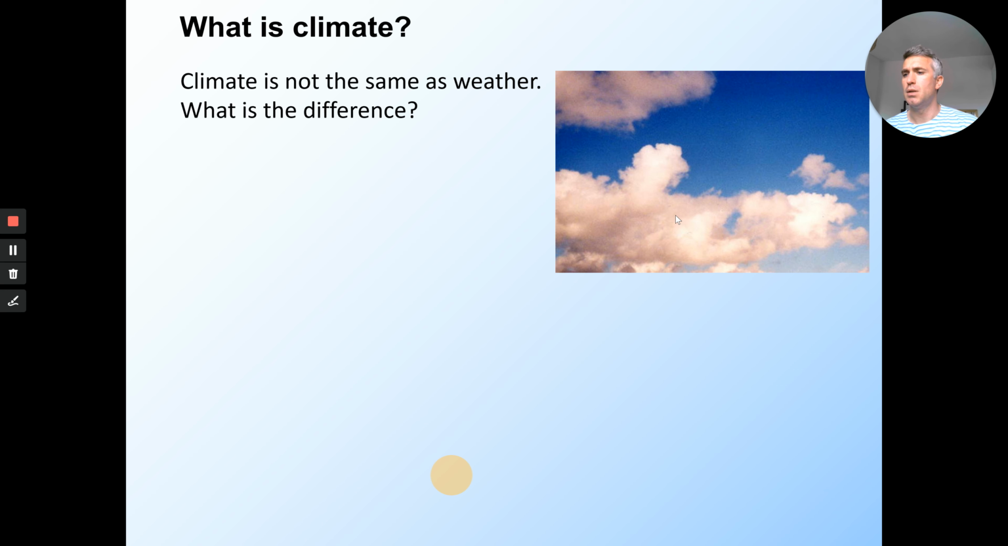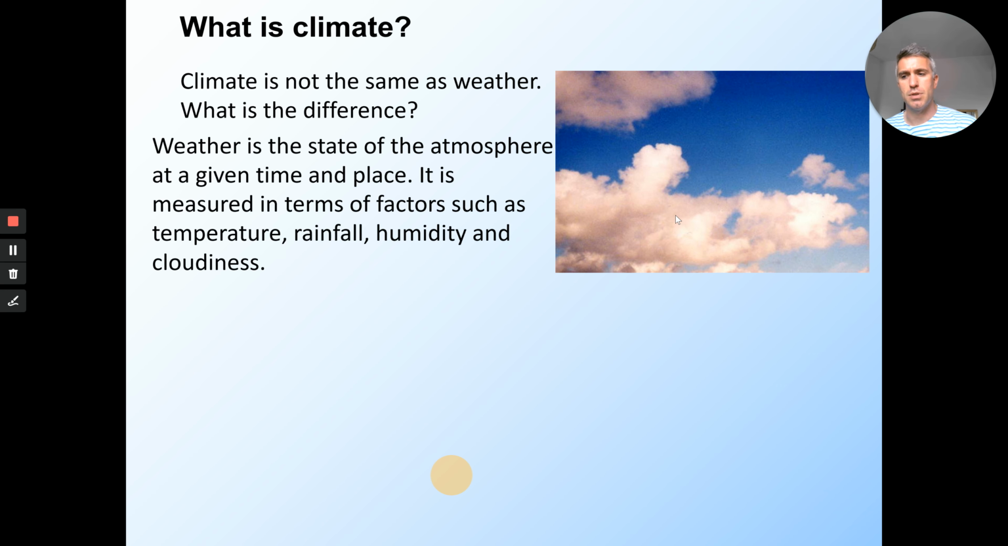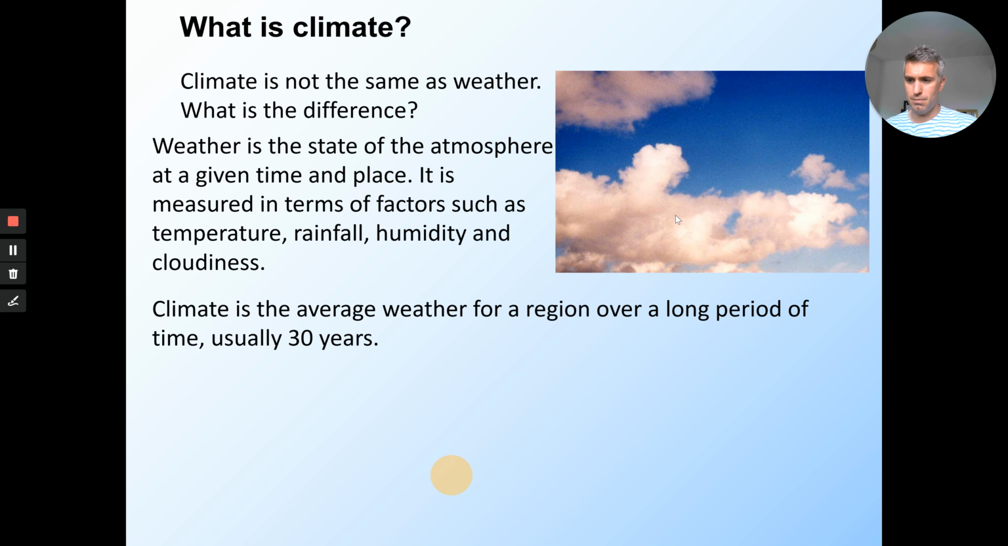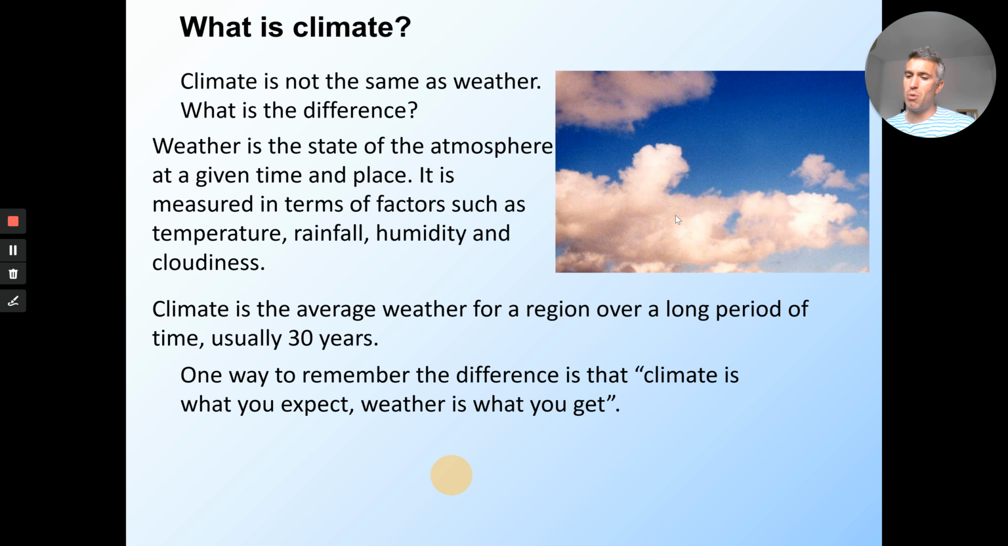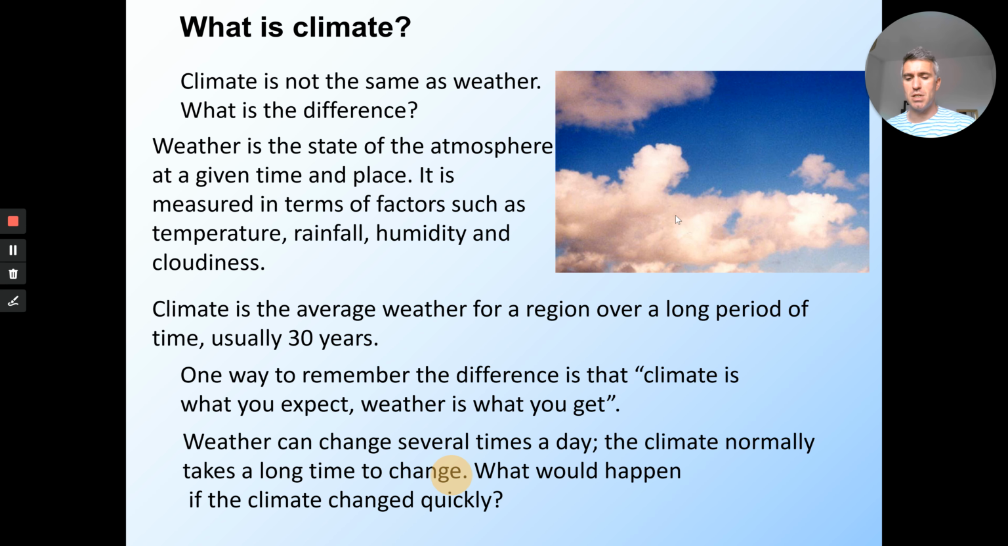Okay. What is climate? Climate is not the same as weather. What is the difference? Weather is the state of the atmosphere at a given time and place. It is measured in terms of factors such as temperature, rainfall, humidity, and cloudiness. Climate is the average weather for a region over a long period of time, usually 30 years. One way to remember the difference is climate is what you expect, weather is what you get. Weather can change several times a day. The climate normally takes a long time to change.